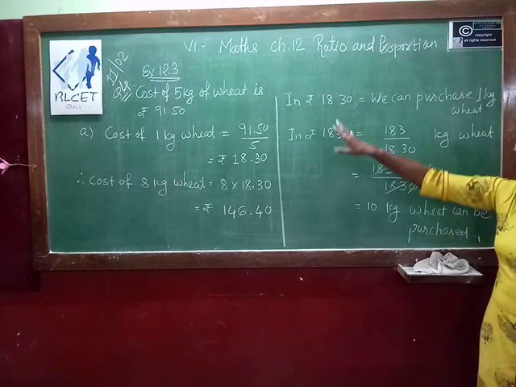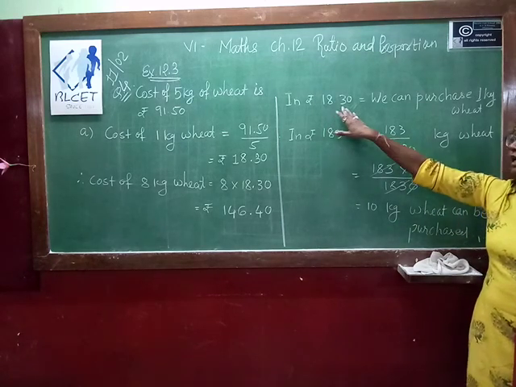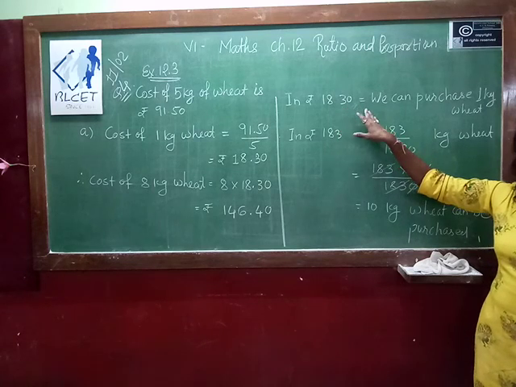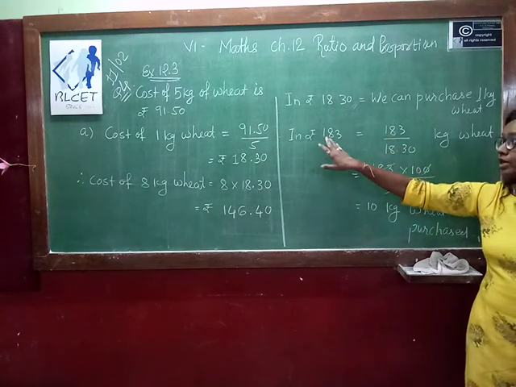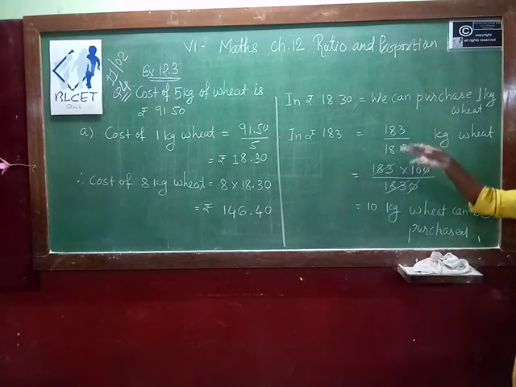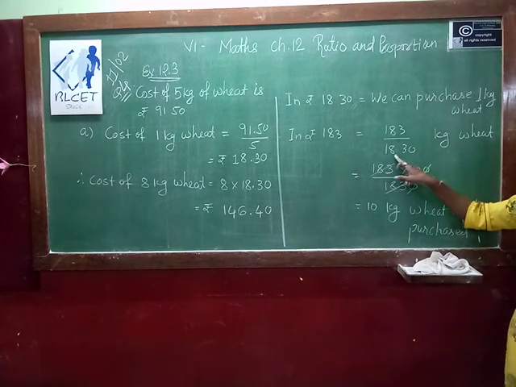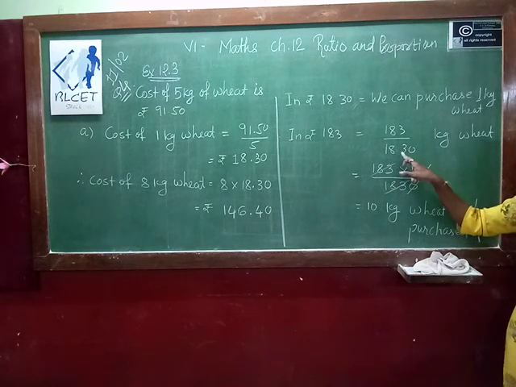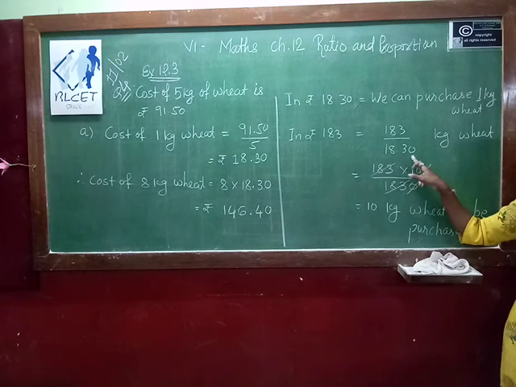purchase. So we know that for rupees 18.30 you can purchase 1 kg of wheat. So in rupees 183, how much quantity you can purchase? So that is 183 divided by 18.30. When you remove the decimal place, so 1830 divided by 100, that 100 will go up. So what you can get?